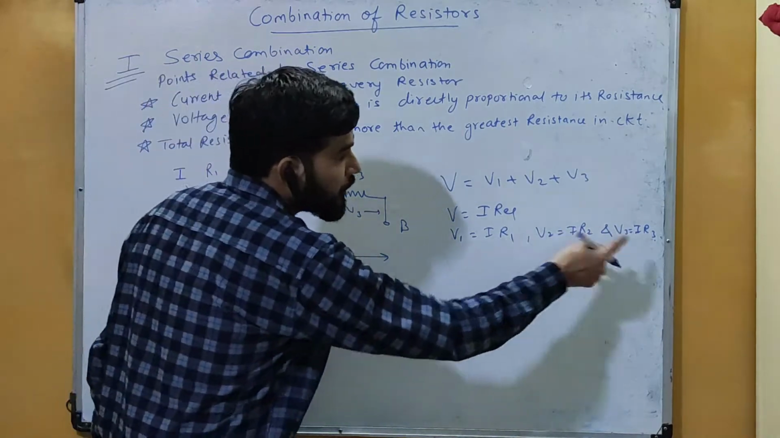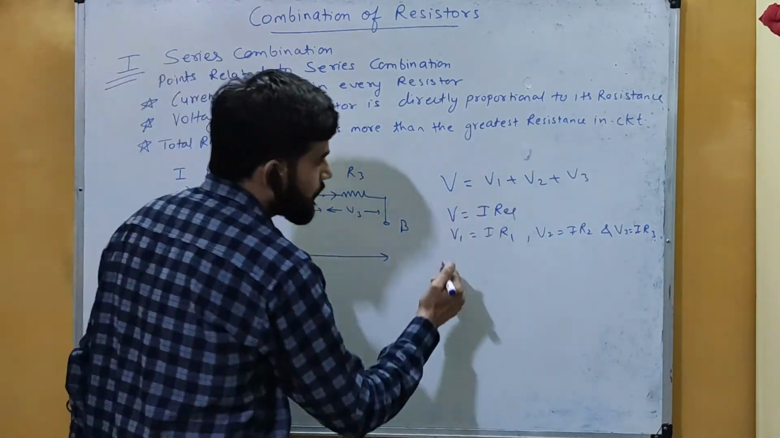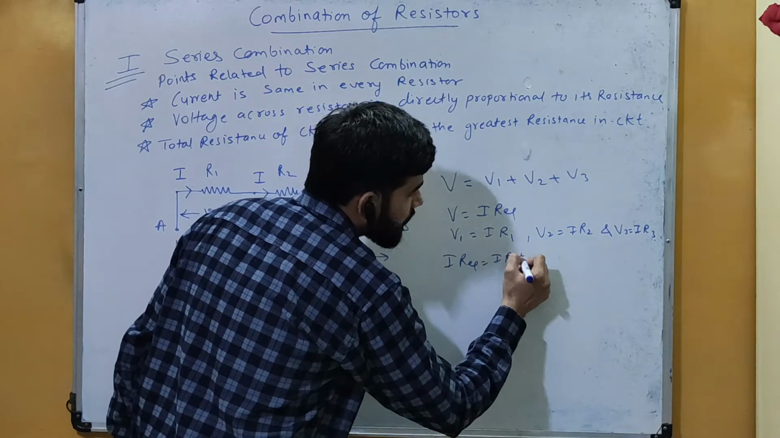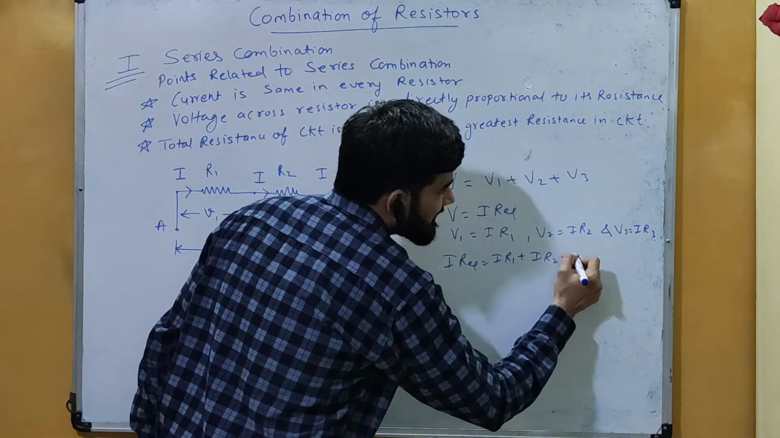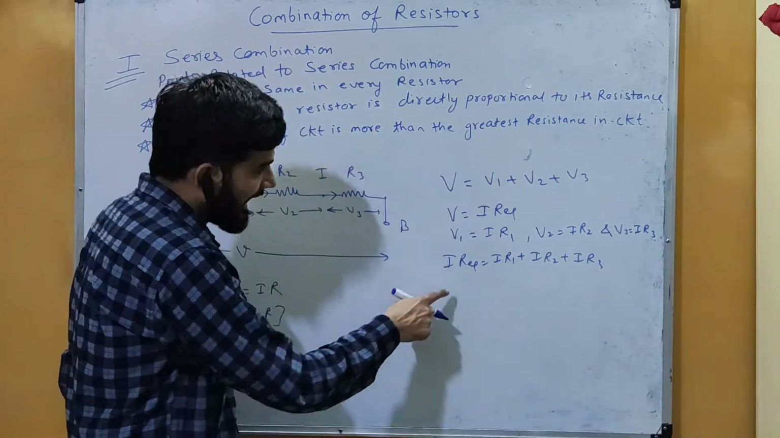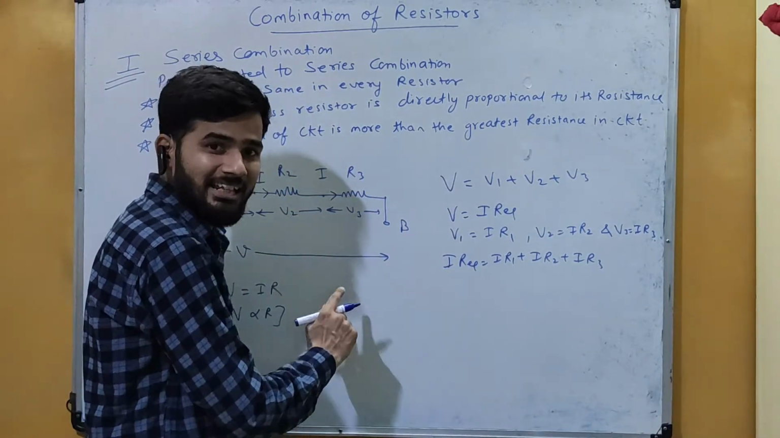Now we will put all these three values in this equation. So I can write I into R equivalent is equal to I R1 plus I R2 plus I R3. We can take I common here and cancel it on the LHS side.